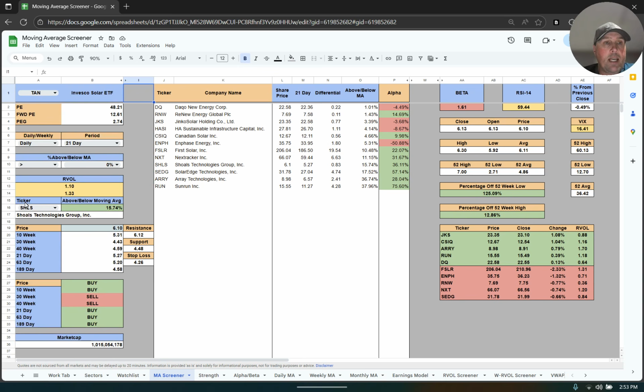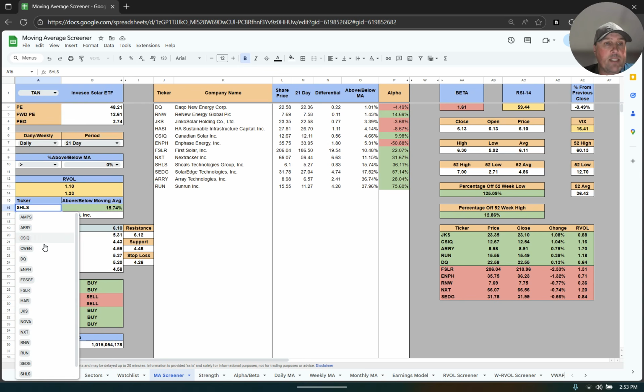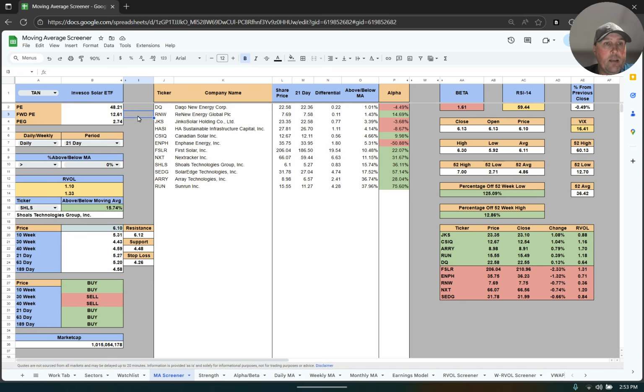I select whatever ticker I want out of that ETF. I have Shoals selected, we'll leave that there. And for Shoals, the PE is 48.21, the forward PE is 12.61, and the PEG is 2.74. I have this selected daily. I could change it to weekly, but we'll leave it at daily.